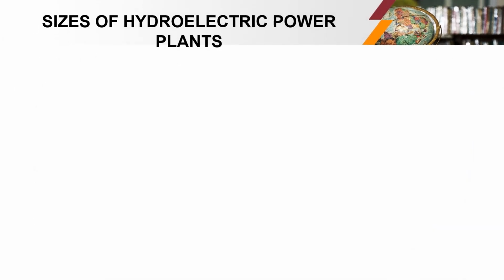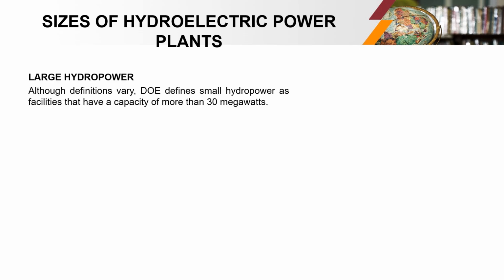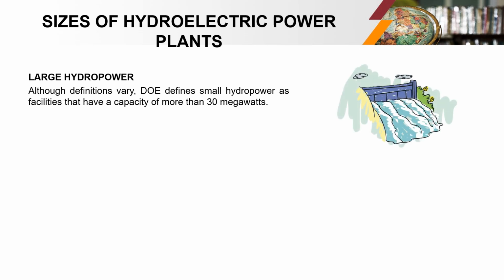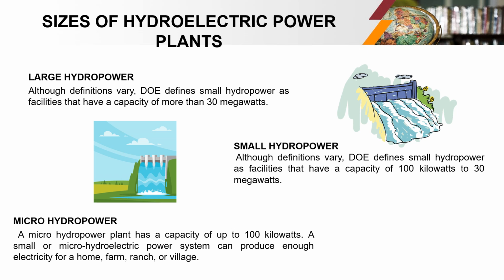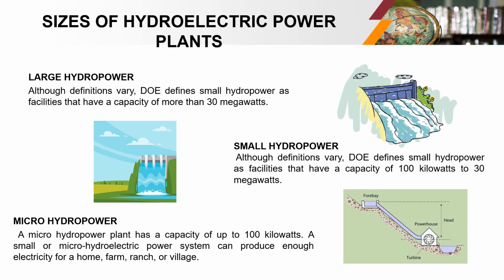So here are the sizes of hydroelectric power plants. Ano ba yung mga sizes ng hydroelectric power plants natin? So first, we have the large hydroelectric power plant. So these are power plants, okay, that has a capacity of more than 30 megawatts. Okay, we have the small hydropower plants which has a capacity of 100 kilowatts to 30 megawatts, and the micro hydropower plants, okay, which has the capacity of less than 100 kilowatts.